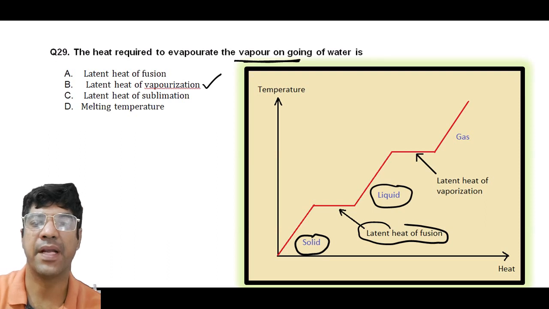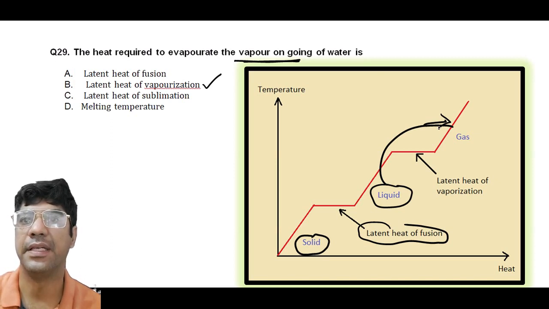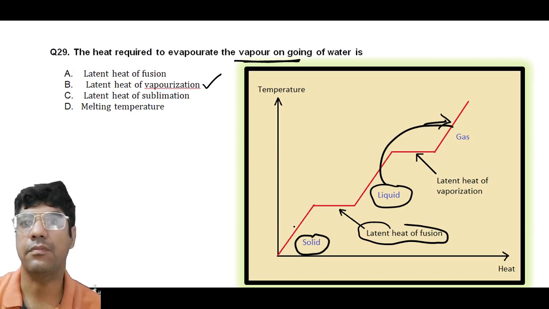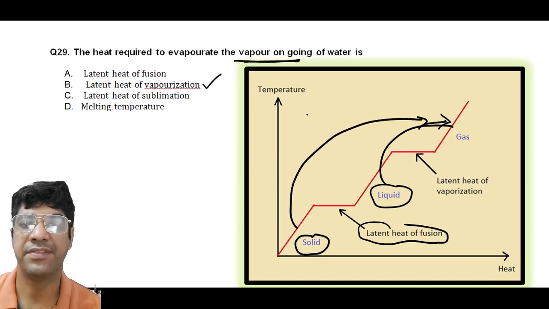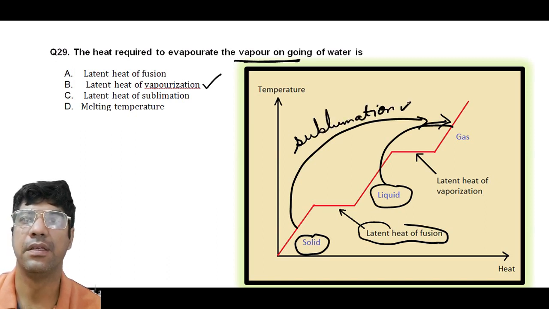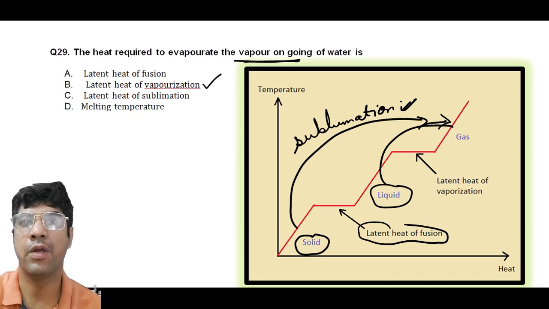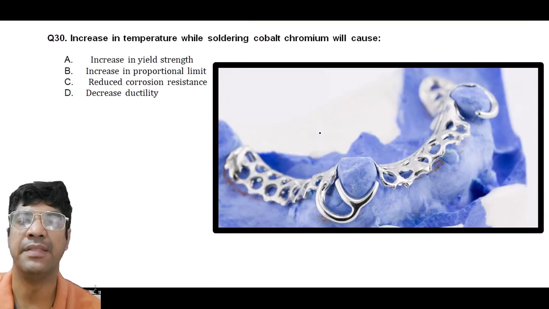What is latent heat of vaporization? It is the heat required to change a substance from liquid state to the gaseous state. And sublimation is a process where a substance is changed from solid directly to the gas state. So the heat required to evaporate the vapors of water is latent heat of vaporization.